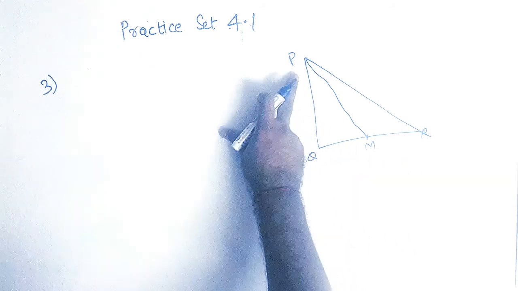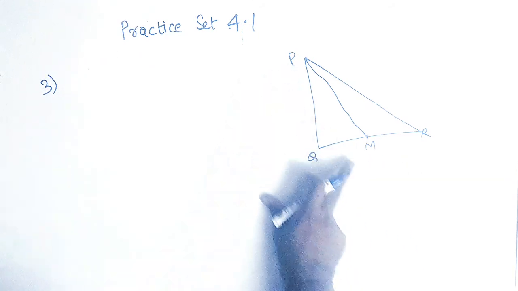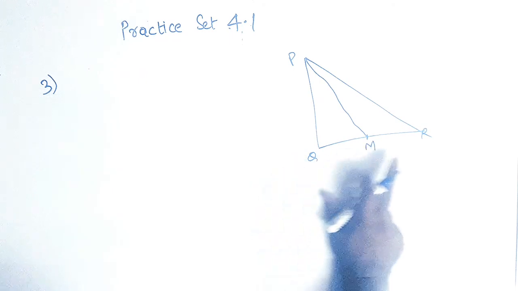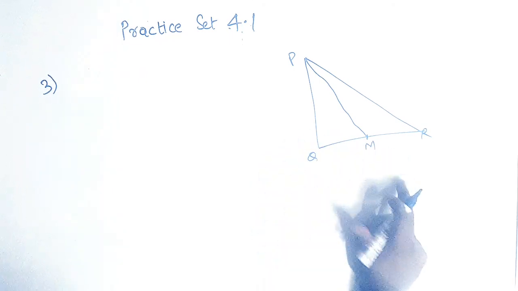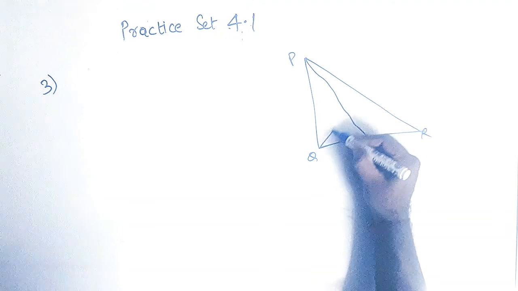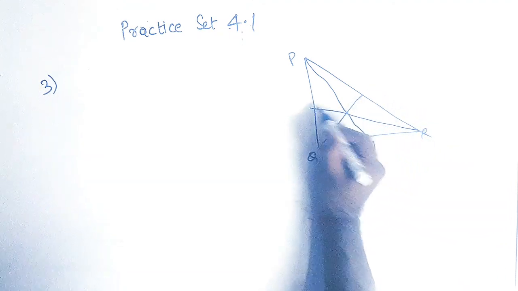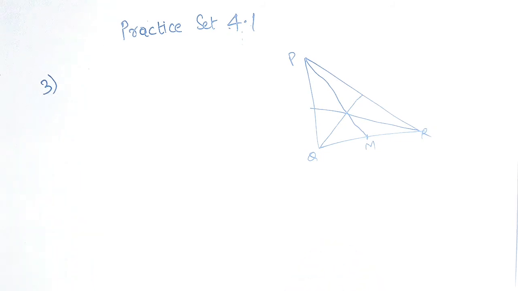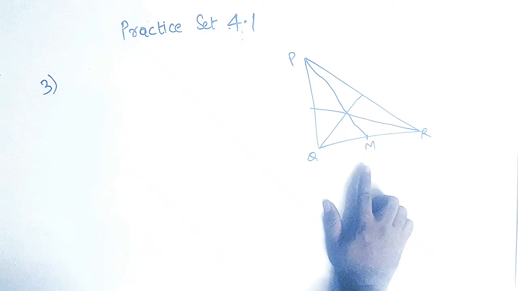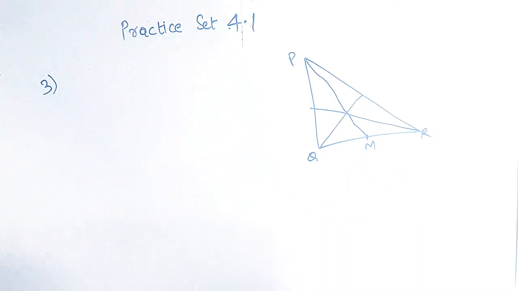Likewise, I have drawn it from one vertex to the opposite side. I can draw from all three vertices. The point of concurrence of medians is called the centroid. This was just an example. Now one more thing you have to learn before starting the third one is how to find the midpoint of any side.